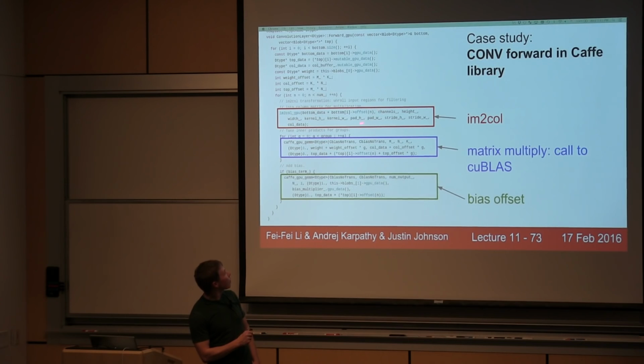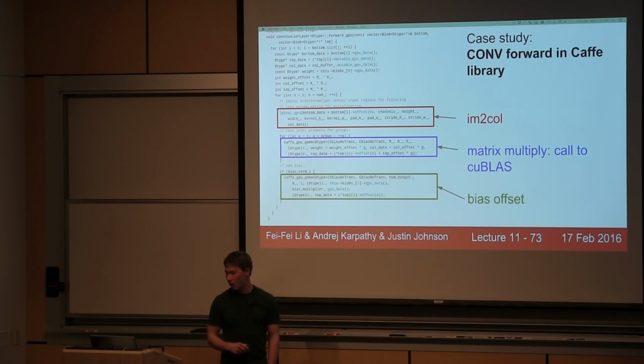Right, so this is their input image. And then they're going to reshape this, calling this im2col method, and then store it in this column GPU tensor. Then they're going to do a matrix multiply, calling cuBLAS to do the matrix multiply, and then add the bias. So that's how these things tend to work quite well in practice.